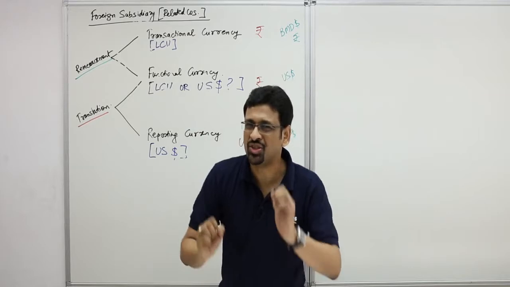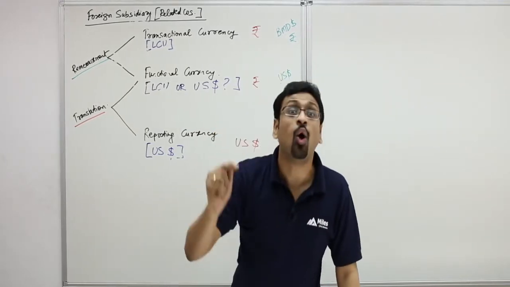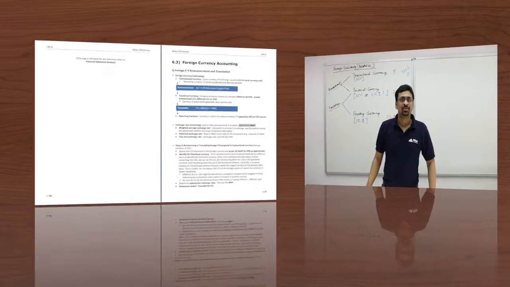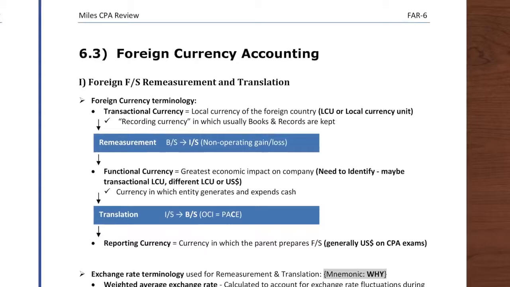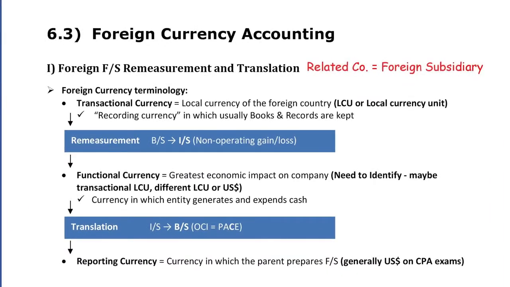So guys, I know it's all fun and exciting stuff. Let's look at all of this on your book. On page 27, we're looking at foreign currency accounting for related company or foreign subsidiary. Here we're looking at highlight transactional currency and write LCU. This is the local currency unit of the foreign country. It's the recording currency in which the foreign subsidiary keeps its books and records.